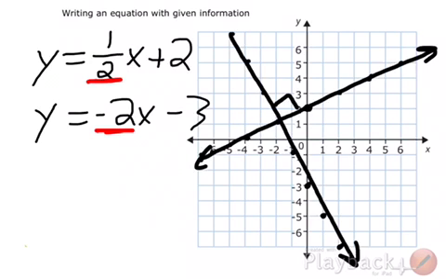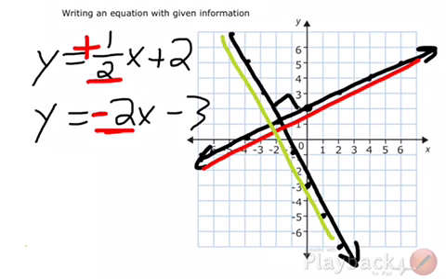So they both have a 2 in them. All right. One of them is positive. One of them is negative. That's very important for perpendicular lines. For two lines to cross at a perpendicular angle, one of them must be going up and one of them must be going down. Okay, so they have to have different signs to be perpendicular.